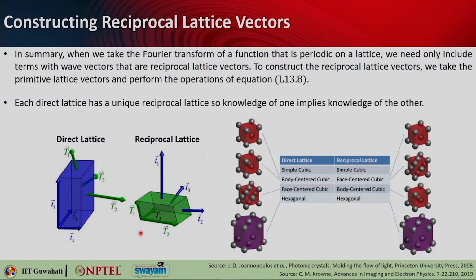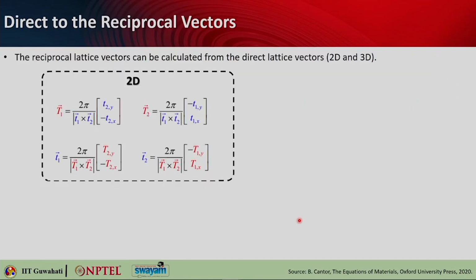So you can actually correlate this. If the direct lattice is simple cubic, your reciprocal lattice also turns out to be simple cubic. If you have BCC, when you do the reciprocal lattice, you will come up with FCC. If you have FCC, you will come up with BCC, and if you have hexagonal, you will still come up with hexagonal. So this is how they correspond to each other, and this is how you can convert, as I have already shown how to convert the reciprocal lattice vectors.